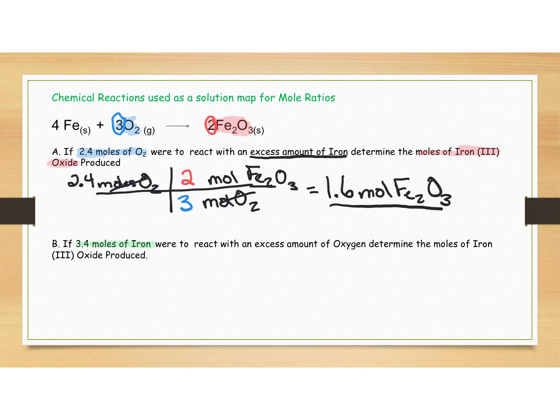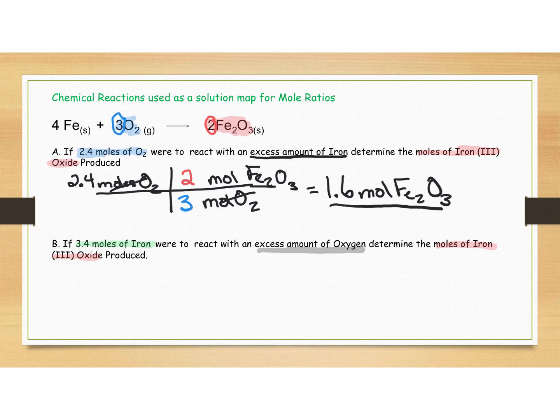Okay, so in this case, my excess amount is going to be my oxygen, meaning this one is not my limiting reagent. Determine the number of moles of iron 3 oxide. So again, this problem statement has a lot of verbiage in it. What we're looking at is starting with the number that's given in the problem statement. So we look at it, 3.4 moles of iron.